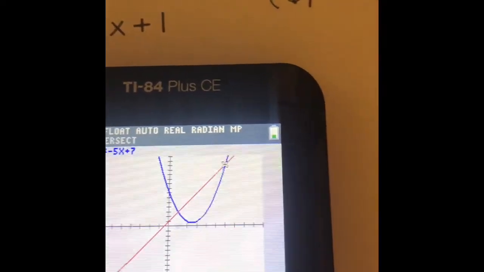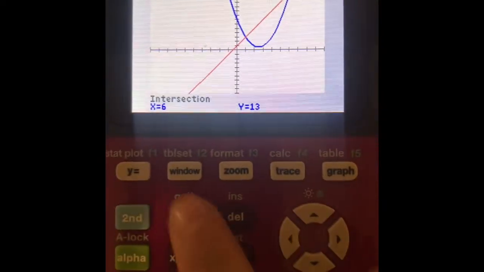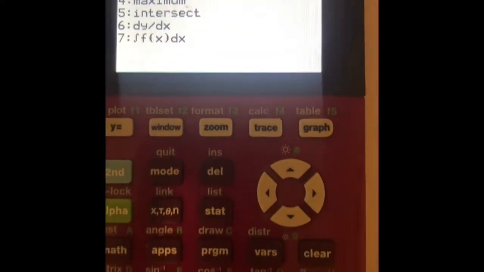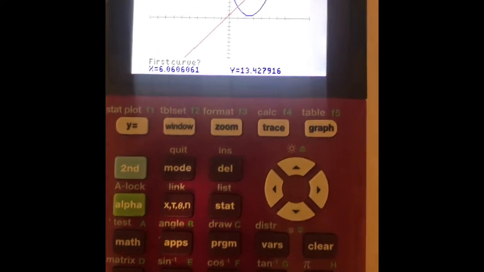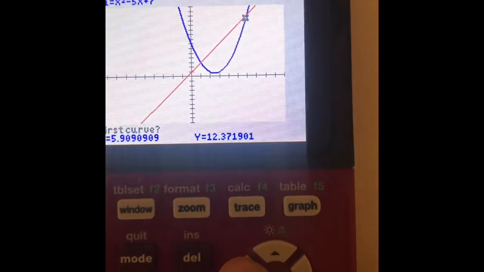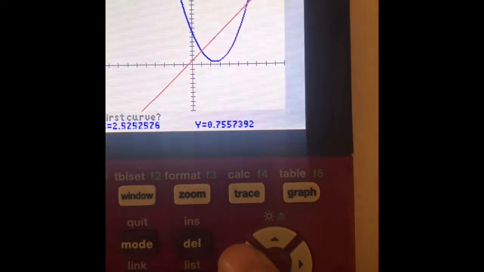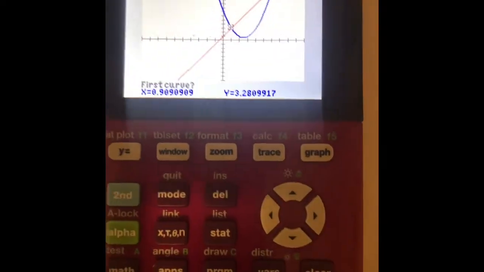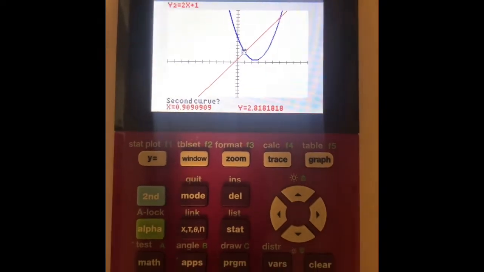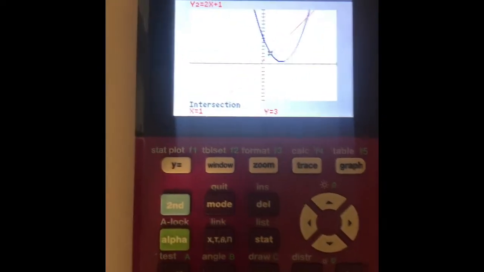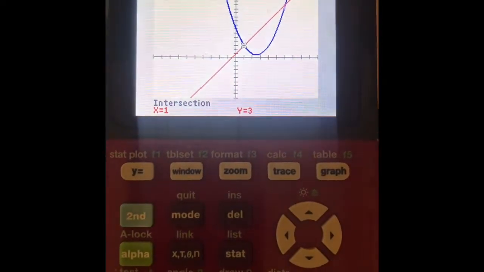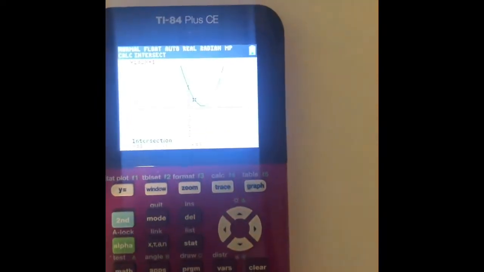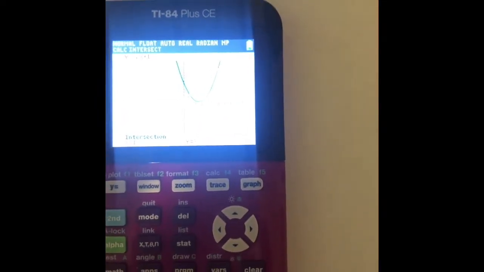But we still need to find the other intersection. So we're going to go ahead and do the same process again. So second trace, this time I'm just going to hit the number 5, which will take me to intersect. And remember, I'm going to move this cursor over to find the other intersection so it doesn't find the same one again. Then I'm going to click enter 3 times. Enter, enter, enter. And we have the other intersection, which is 1, 3. Okay, so that is the first way to solve a system of equations using a graphing calculator.